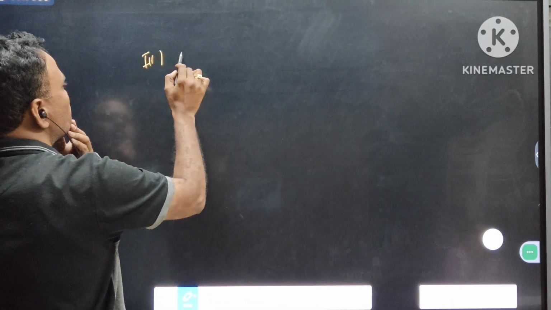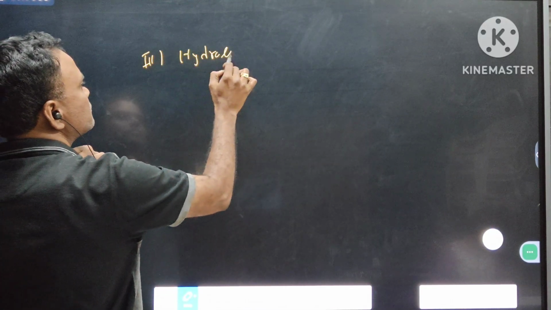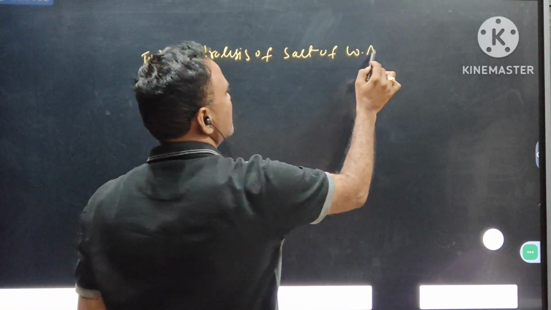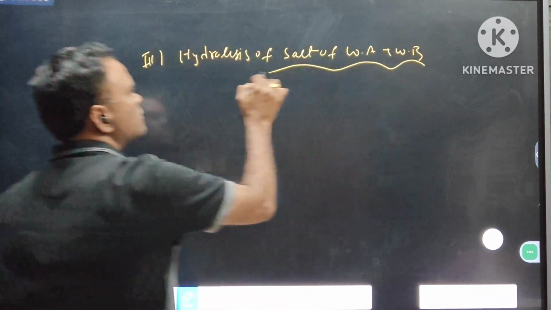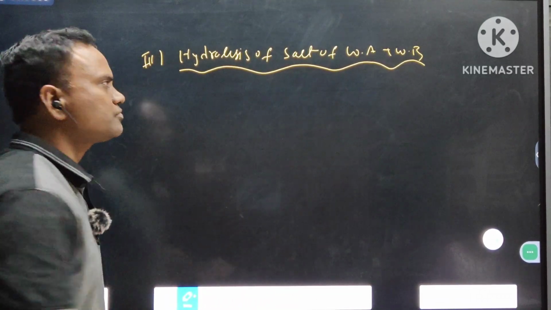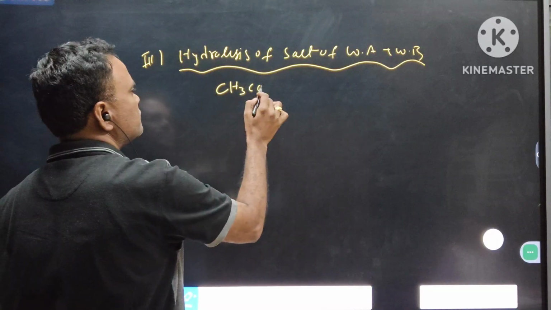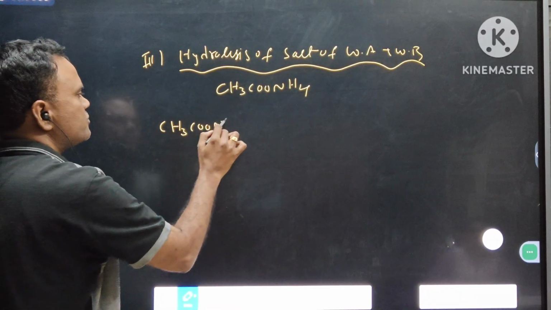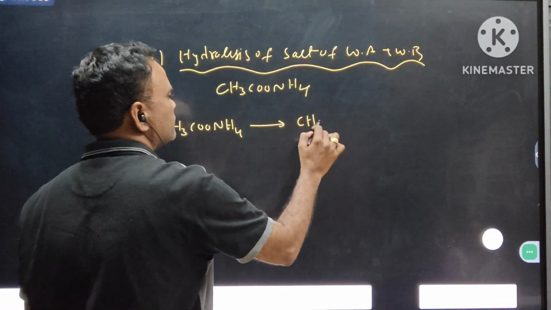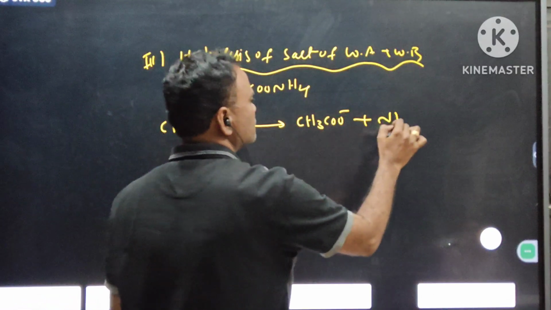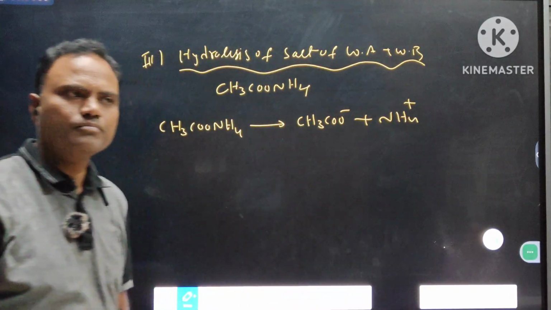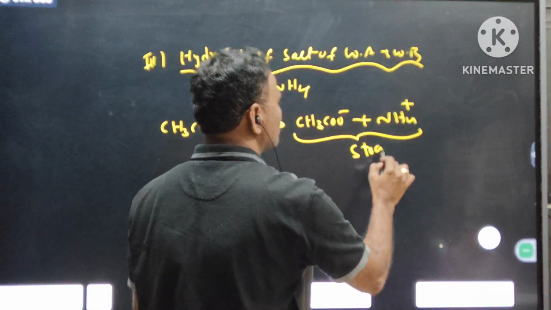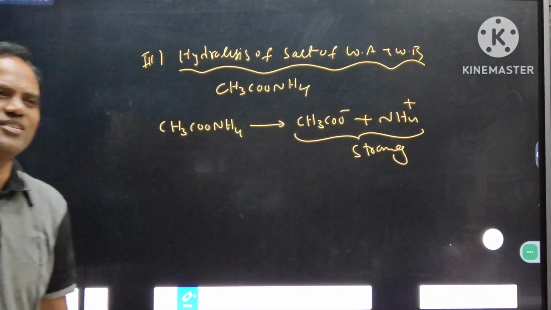Roman numeral 3: hydrolysis of salt of weak acid plus weak base. Example is CH3COONH4. You tell me which is strong here. Online students, which is strong? Both are strong. Then how do we decide the nature of the solution?